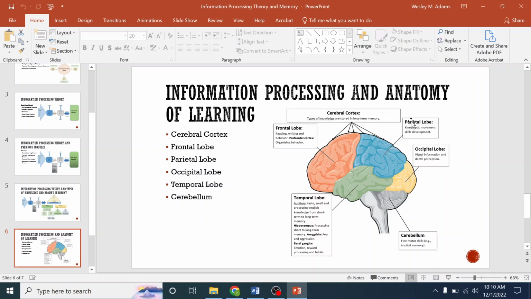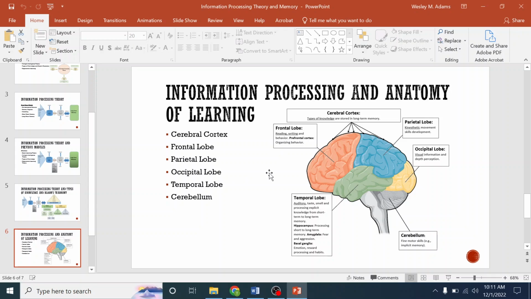For me, if I were in your group, I would definitely talk about the importance of the parietal lobe in kinesthetic learning and the occipital lobe in visual learning, but you may have some people in your group who would prefer to read and write about this, and if that's the case, that's what you would talk about.